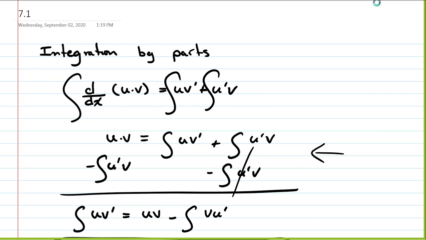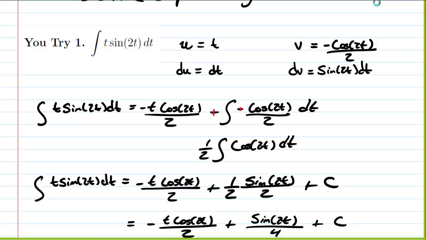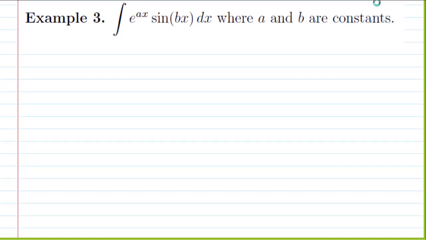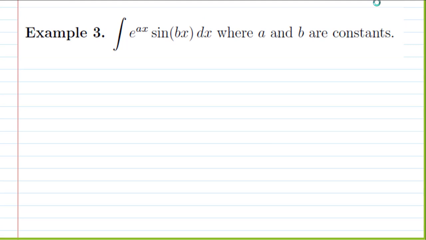So since it's an equation, we will be able to use all of our properties of equations as well. We're going to use that to help us resolve this next integral. So looking at our integral, we have e to the ax times sine bx dx, where a and b are constants.